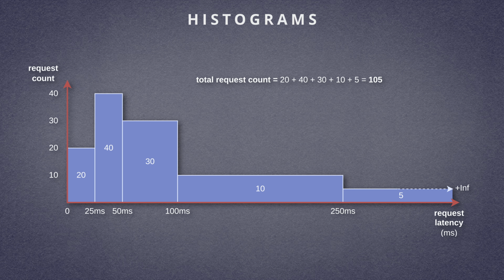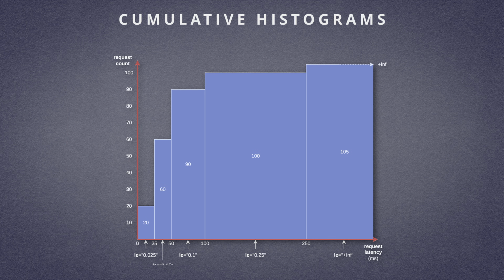And one specific thing about histograms in Prometheus is that they are cumulative histograms, meaning that each bucket also contains the counts of the previous lower ranged buckets, so that the normal non-cumulative histogram you can see here would look like this as a cumulative one.